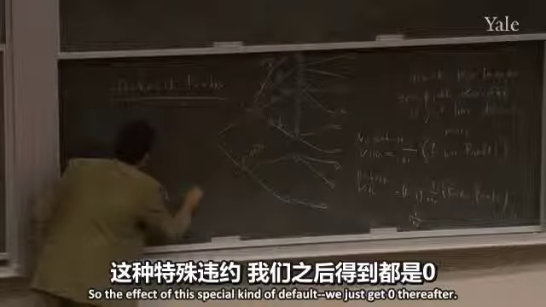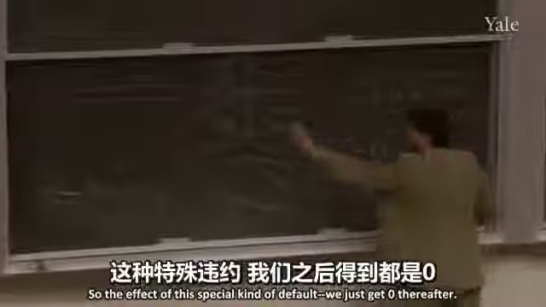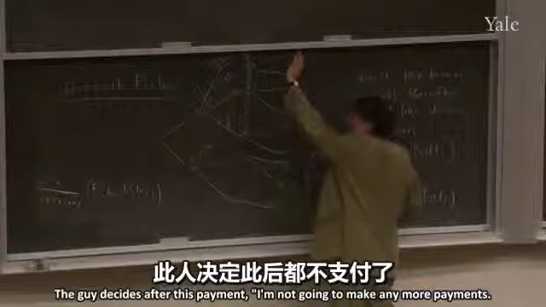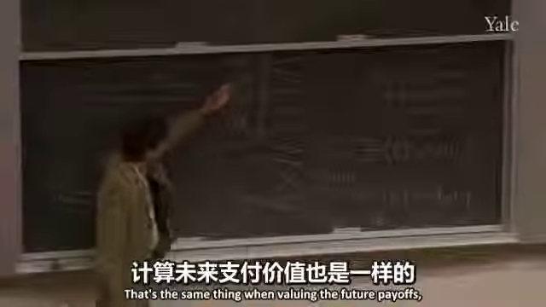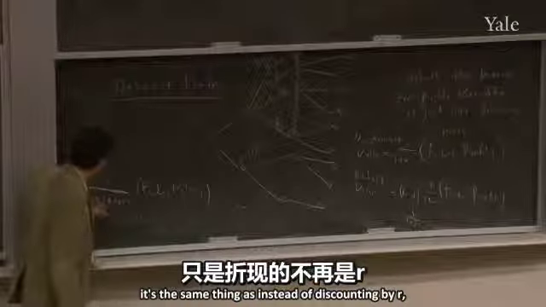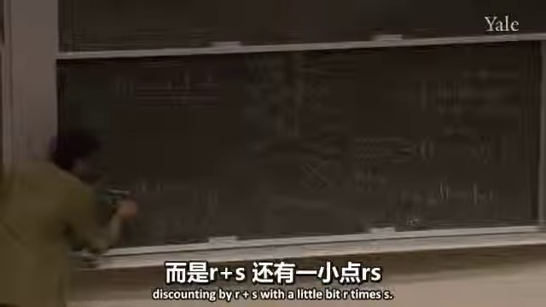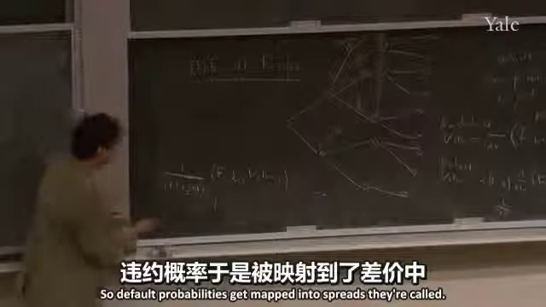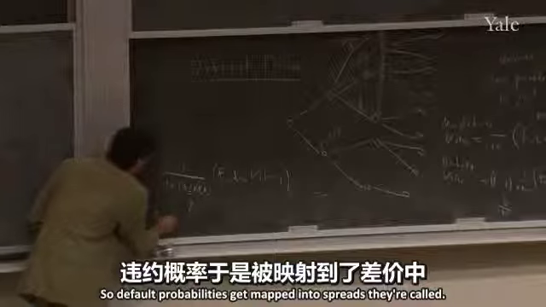So the effect of this special kind of default, where we just get 0 thereafter, you know, the guy decides after this payment, I'm not going to make any more payments, I'm defaulting from then on. That's the same thing, when valuing the future payoffs, as instead of discounting by R, discounting by R plus S with a little bit, R times S. If R and S are small numbers, this is probably quite a small number. So default probabilities get mapped into spreads, as they're called.